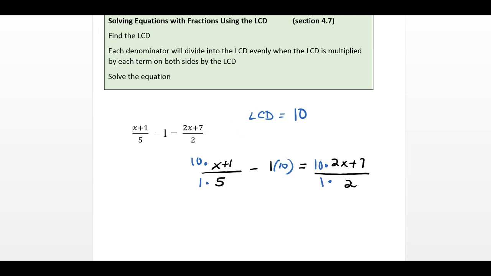So now we're back to making sure that we divide the denominators into the LCD. So for the first denominator, 5 divides into 10 2 times. And ultimately, we're going to end up multiplying the 2 times x plus 1. Right? 1 times 10 is just 10, so there's nothing to divide into. There's no denominator. For the last denominator, 2 divides into 10 5 times. And ultimately, we will be multiplying that 5 times 2x plus 7.